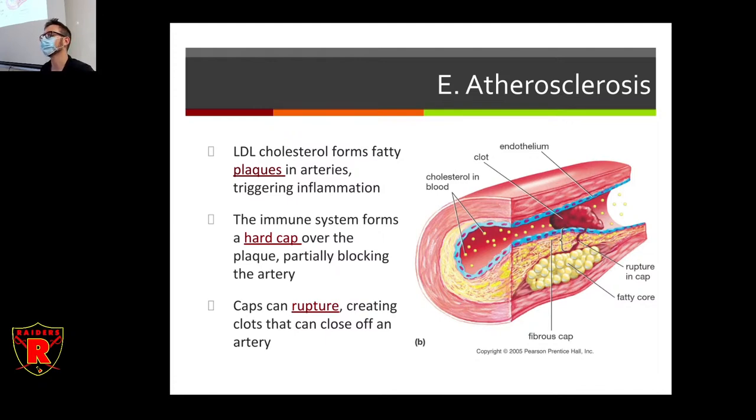It can plug one of the vessels in your lungs and cause a pulmonary, not an embolism, but what is it called? Pulmonary embolism is when you block blood flow to an area of your lungs. That can be very painful, or it can potentially cause a stroke.